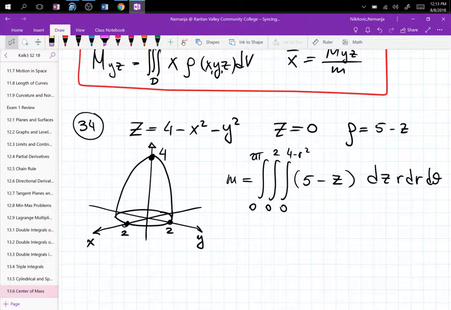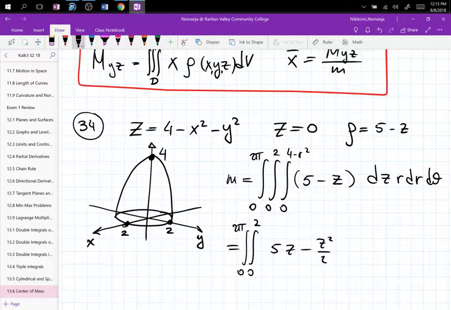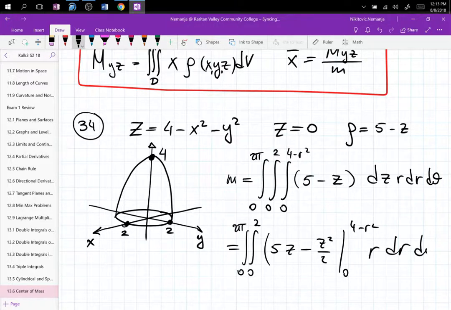So now we are going to integrate z out. This is going to be 5z minus z squared over 2, and we are plugging in 0 to 4 minus r squared, r dr d theta.